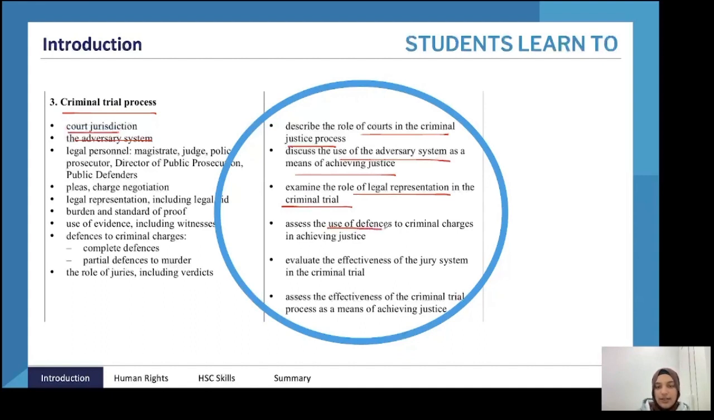Assess the use of defences to criminal charges in achieving justice. Evaluate the effectiveness of the jury system in the criminal trial. Right, so you learn about the juries, the role of juries, including verdicts, and then assess the effectiveness of the criminal trial process as a means of achieving justice. This is literally an essay question that you can practice. Right, so really, really important. So it's literally, these smaller questions are helping you build up to answer this question as well.